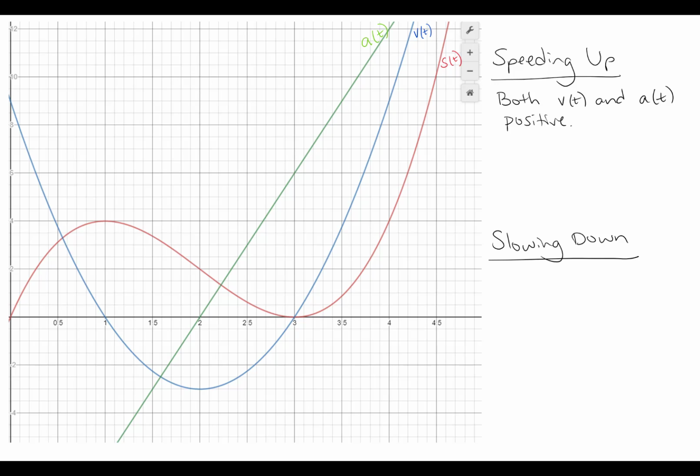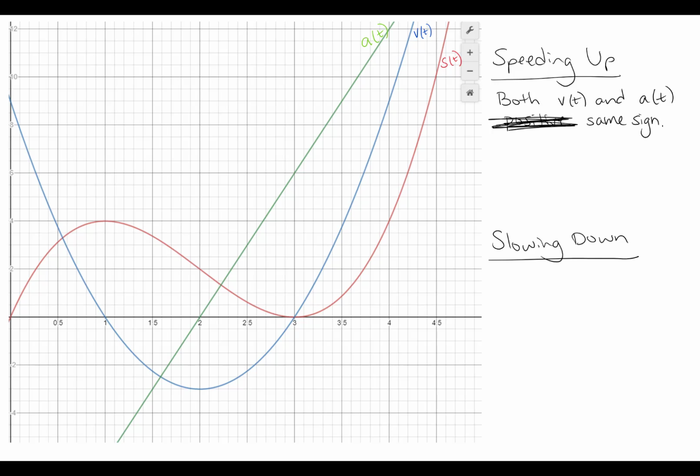And you would be moving faster. You'd be speeding up just in the backwards direction. So not only is it that both velocity and acceleration have to be positive, they could also both be negative, meaning that you're moving backwards and moving faster in that backwards direction. So it's really that both velocity and acceleration have to have the same sign, both positive or both negative.